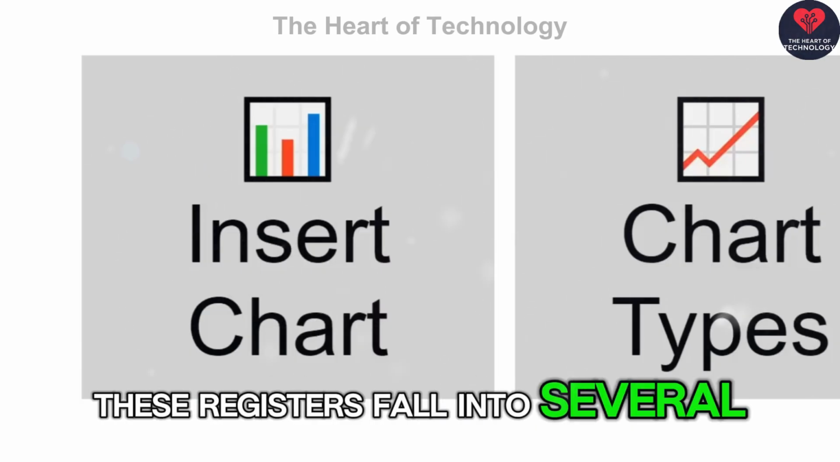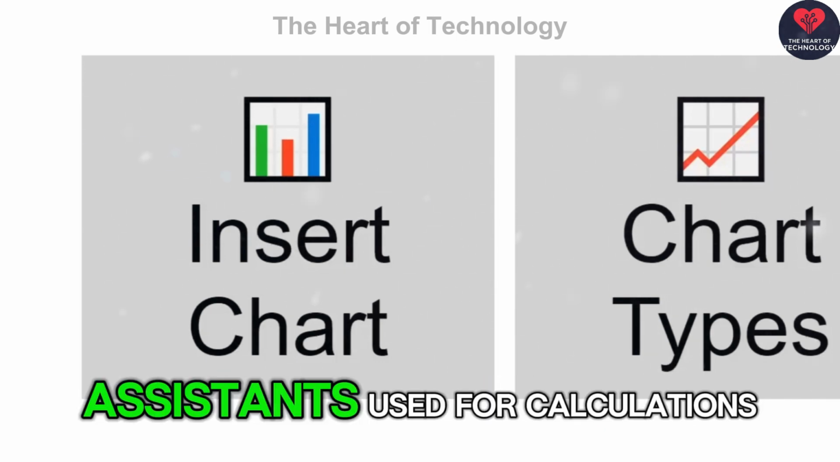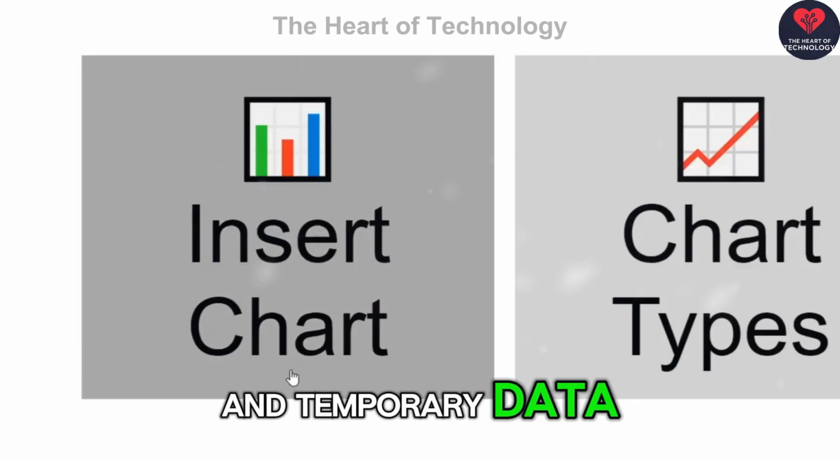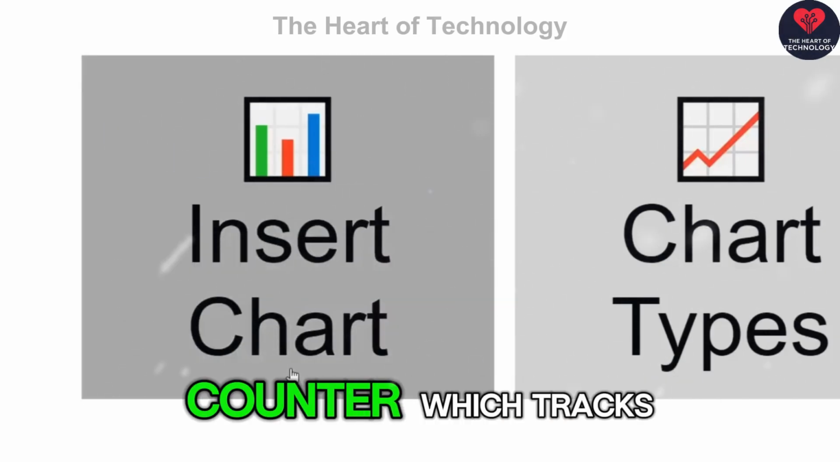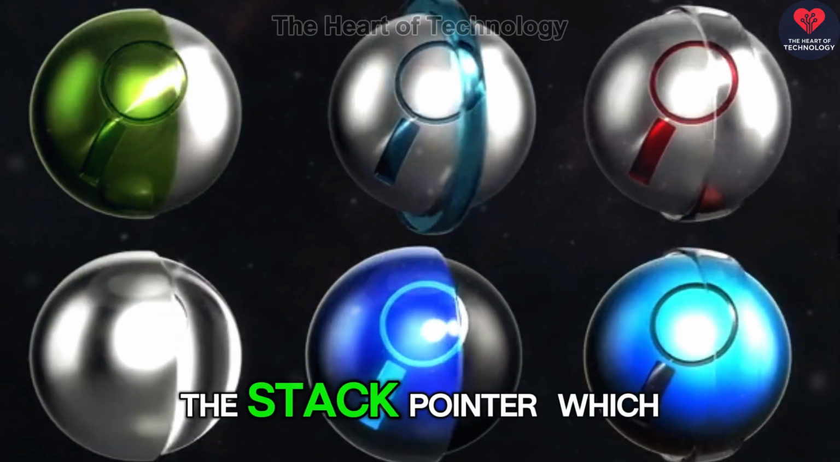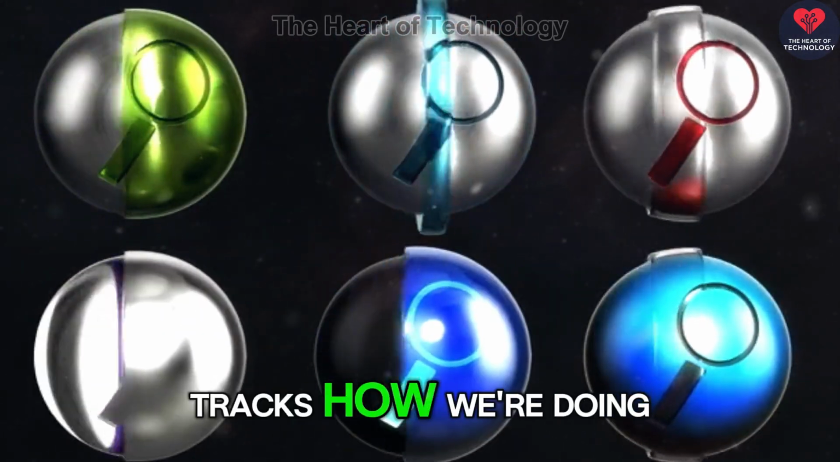These registers fall into several critical categories. You have the general-purpose registers, the versatile assistants used for calculations and temporary data. The crucial special-purpose registers, the key holders like the program counter, which tracks where we are, the stack pointer, which tracks what we're doing, and the status register, which tracks how we're doing.